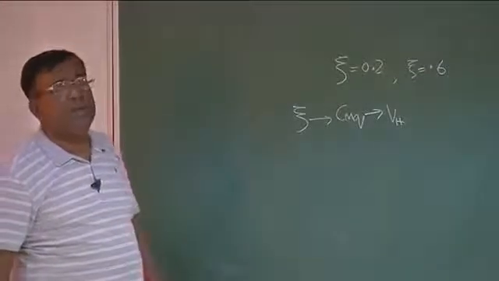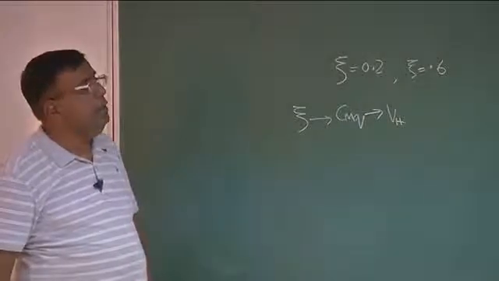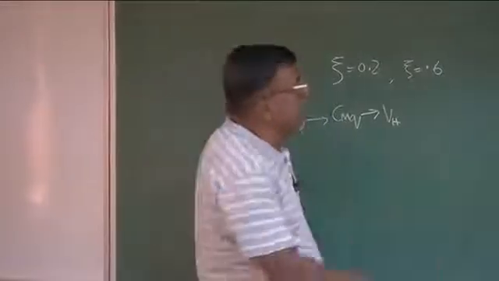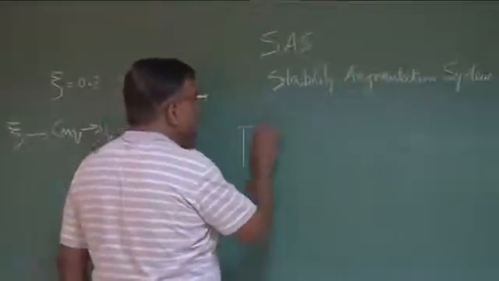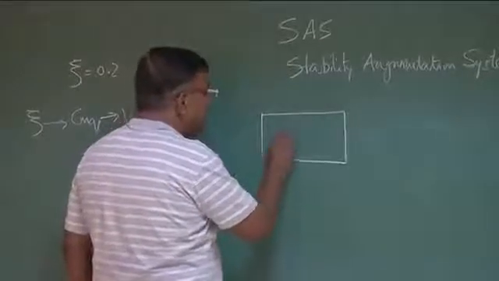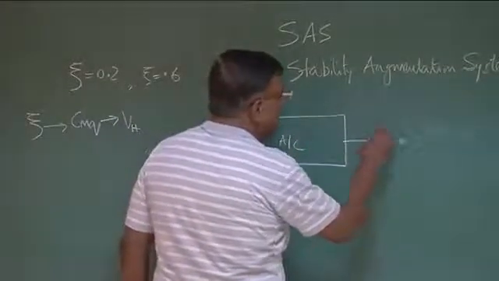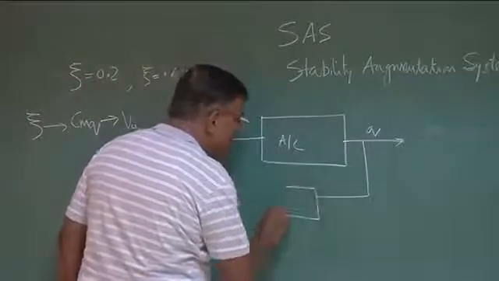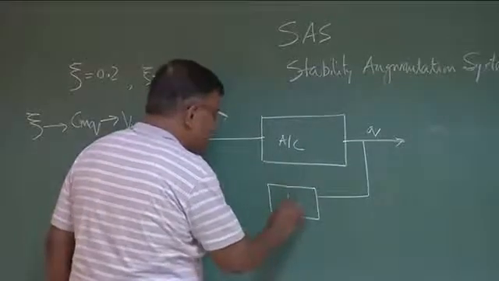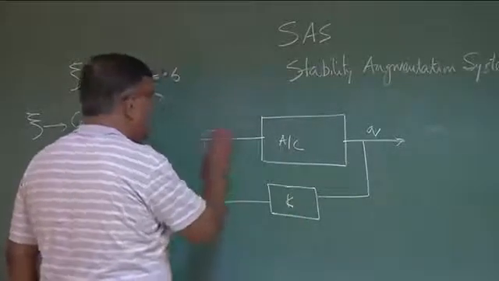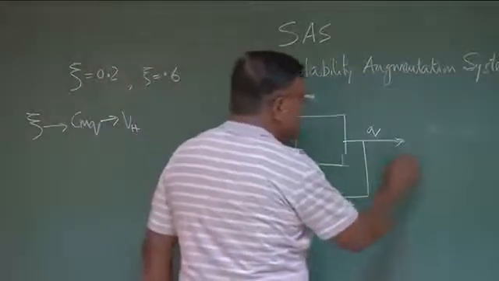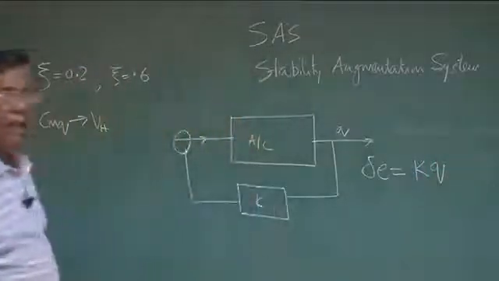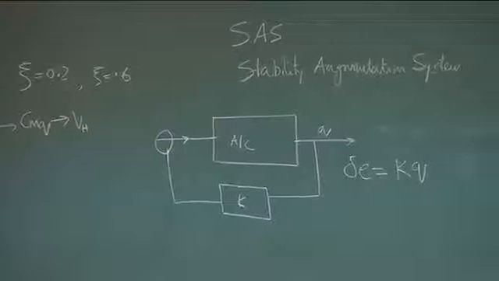But suppose you don't have that option to increase the tail volume ratio, you want to change zeta online. So what was the concept? Concept was SAS. And the understanding is like this. This is the aircraft. And this is here, you write Q. I tap Q. This is K. What I do, I deflect elevator proportional to this Q.